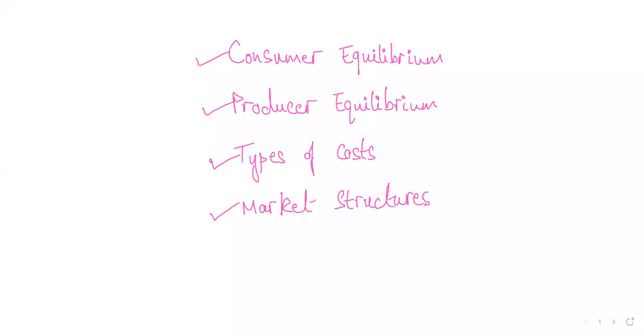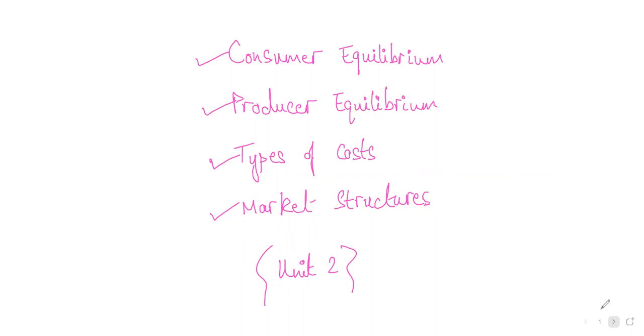In today's class, we'll start off with the second unit, and in the second unit, we'll cover all these topics that I've listed on the screen. Unit 2 includes consumer equilibrium, producer equilibrium, types of cost, and market structures. In every class, we'll do one topic, and then in the second half of the class, we'll do past paper questions related to that. So let's get started.